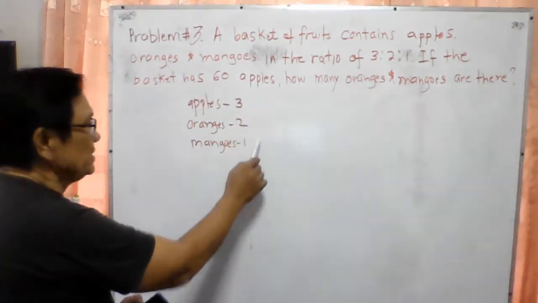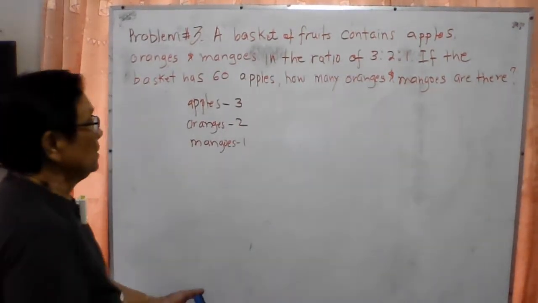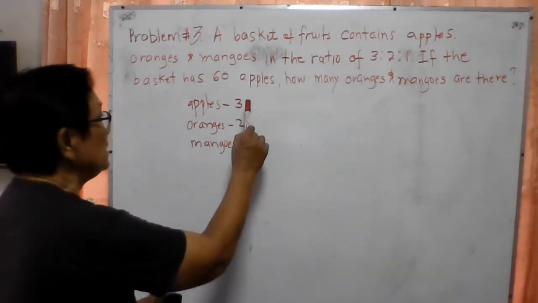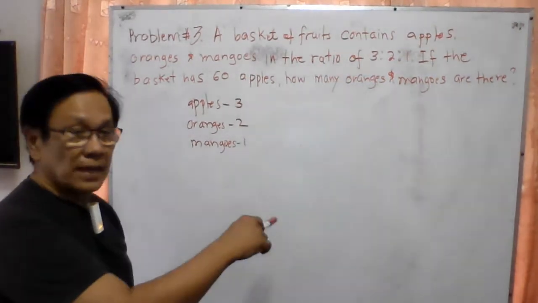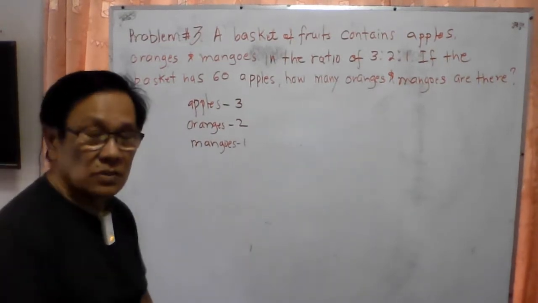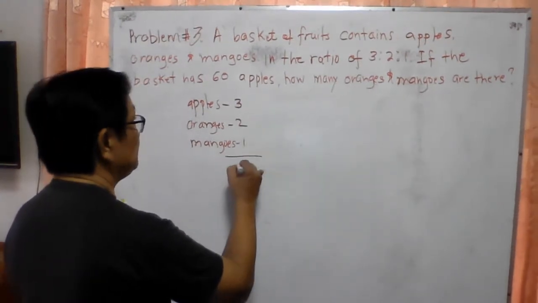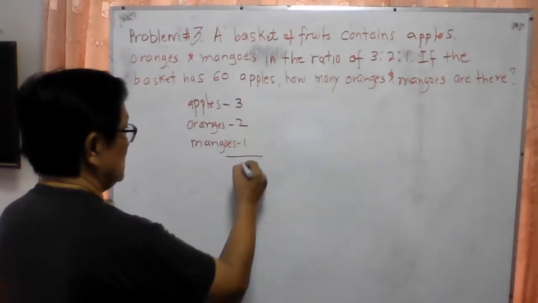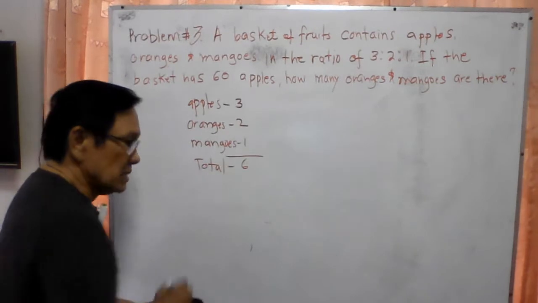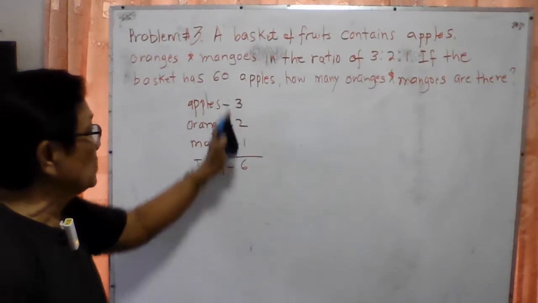Now, this is the ratio as given in the problem. In order that we can solve this, we need to compute how many percent are apples of the total basket, how many percent are the oranges, and how many percent are the mangoes. And in order to do that, we need to have a total. This is 6. Take note, this is not necessarily the actual total number. This is just the relationship between these three.